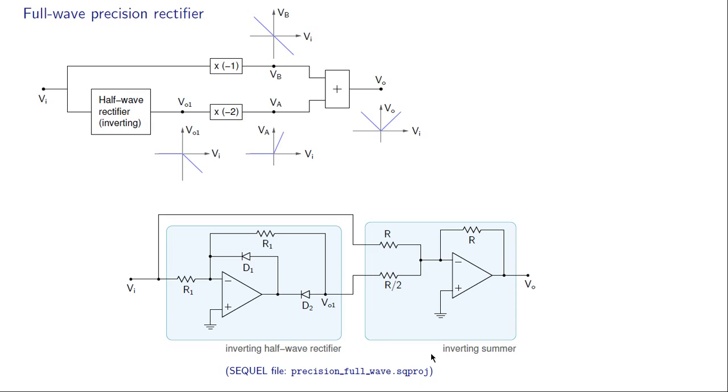What does it do? Let's look at the resistances. This is R, this is R, and this is R by 2. So VO is equal to minus Vi minus 2 times VO1, and that is exactly what we want. VO is minus Vi minus 2 times VO1 in the block diagram as well. So this circuit will perform full wave precision rectification.